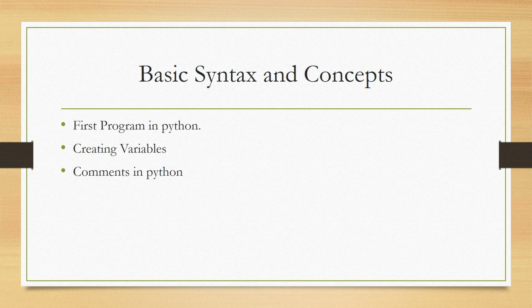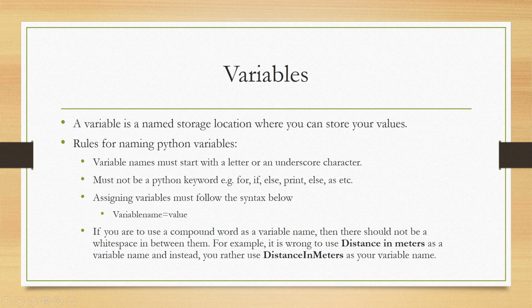Python. Okay, now a variable is just like a named storage location where you can store a value. For example, you want to create a system that collects people's names. You can use name as a variable to store the names that you'll grab from different input boxes. What are the rules for naming variables?